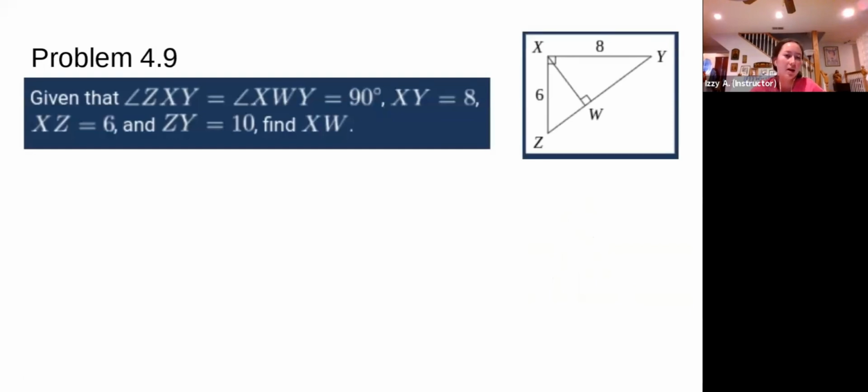Okay, next we have problem 4.9. Given that angle ZXY is equal to angle XWY, which is equal to 90 degrees, XY is equal to 8, XZ is equal to 6, and ZY is equal to 10, let us find XW.